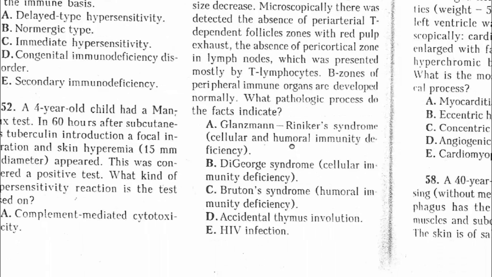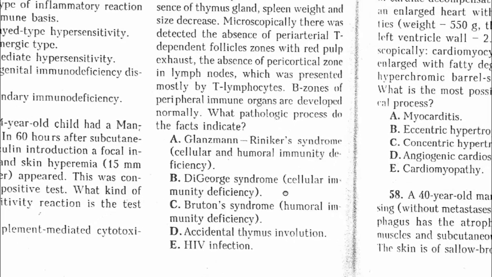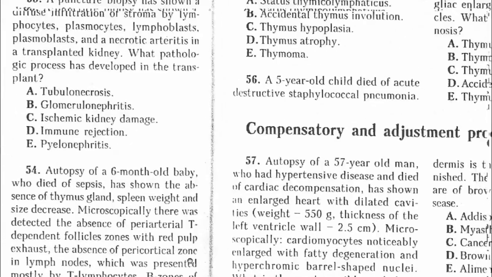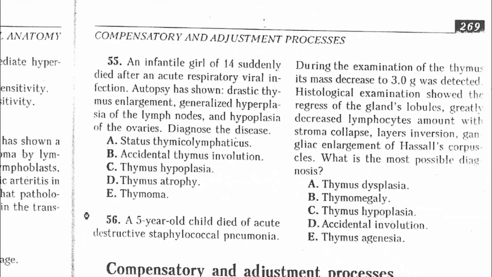Alright. Now, deficiency of T cells means DiGeorge syndrome. Now, deficiency of B cells is Bruton's hypogammaglobulinemia. So if it's T cells, that means we are talking about what? DiGeorge syndrome. Alright, so 55.